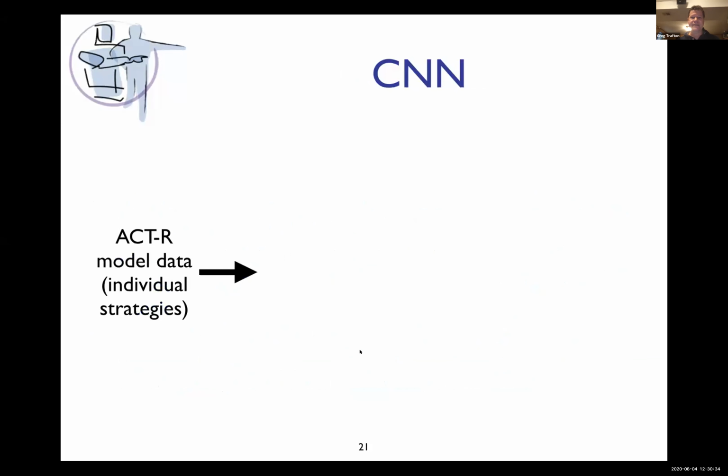Okay, so this is kind of a cartoon of our CNN. We started with the ACT-R model data, individual strategies, and I should say that we have these 4 strategies, and we had a set of model data for each one. We took each of the 4 strategies individually, so we basically did this 4 times, once for each individual strategy. That's an important piece. We did not just have a single model that did everything, because we're trying to separate and understand the strategies from each model for the empirical data.